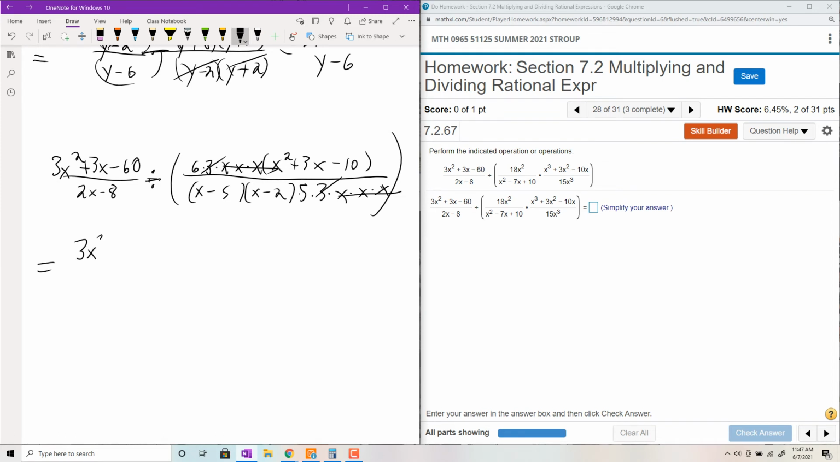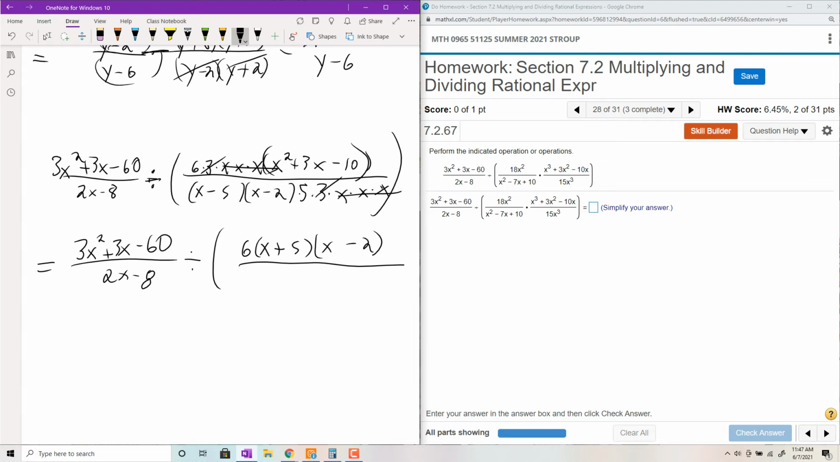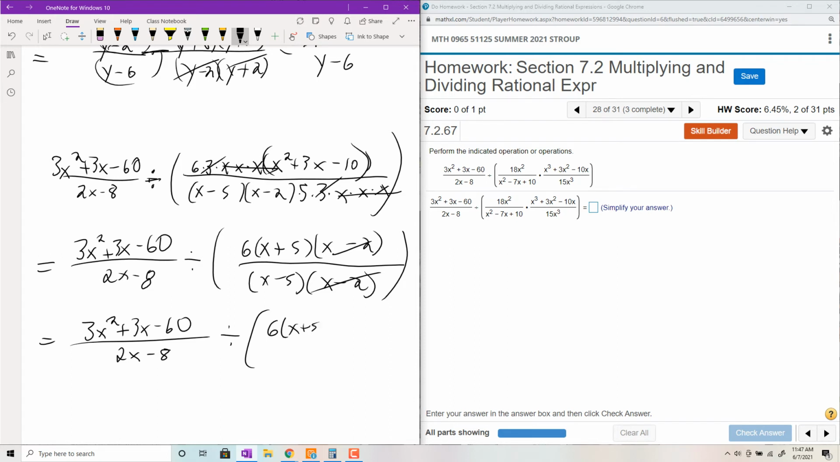First factor here, this 3x squared plus 3x minus 60 all over 2x minus 8. Divided by, what do we have? 6 times, and I got to factor this x squared plus 3x minus 10 still. Okay, so I get x plus 5, x minus 2, x minus 5, x minus 2. So the x minus 2's will go away, and you're left with 6 times x plus 5 over x minus 5. Then we could rewrite it as multiplication.